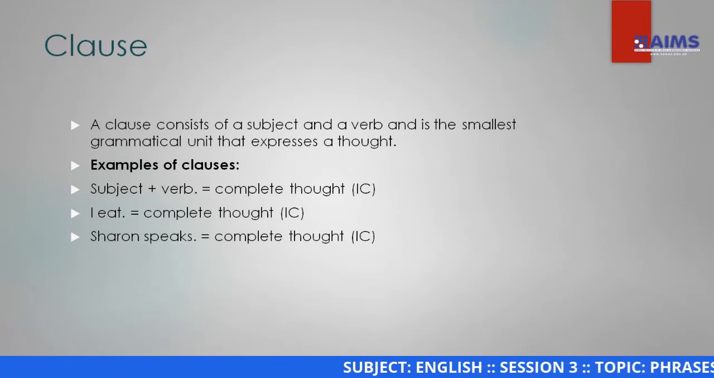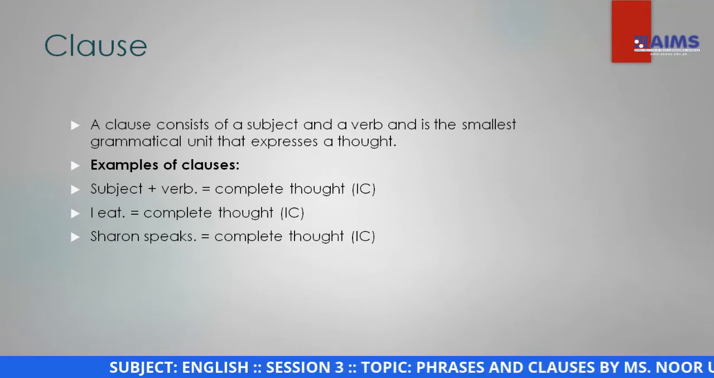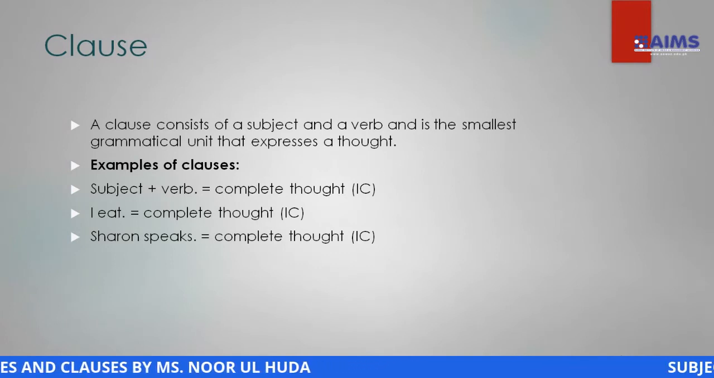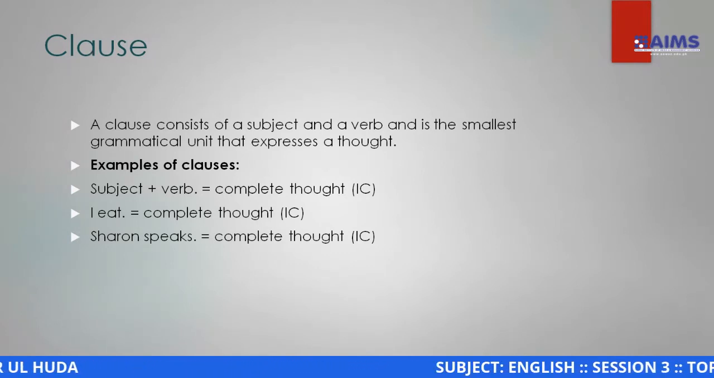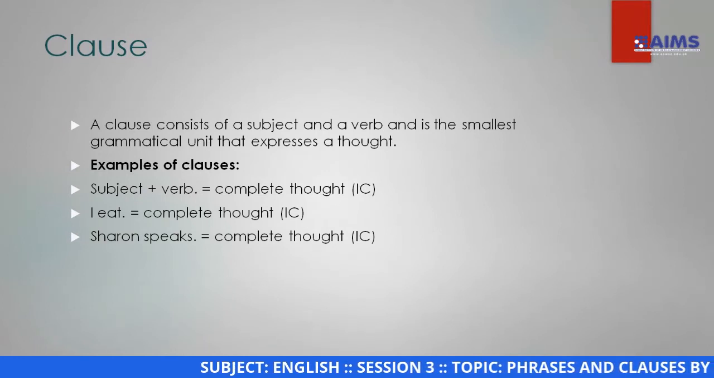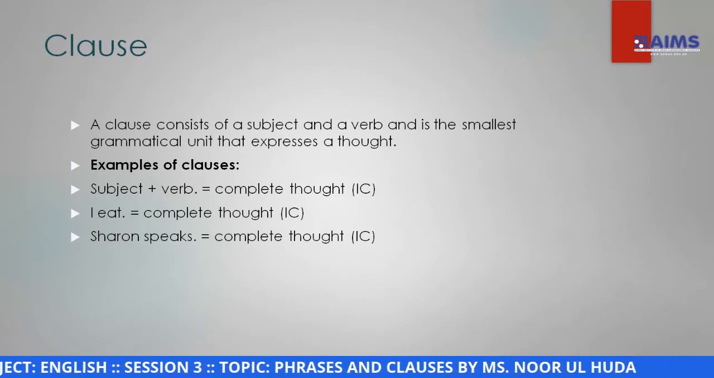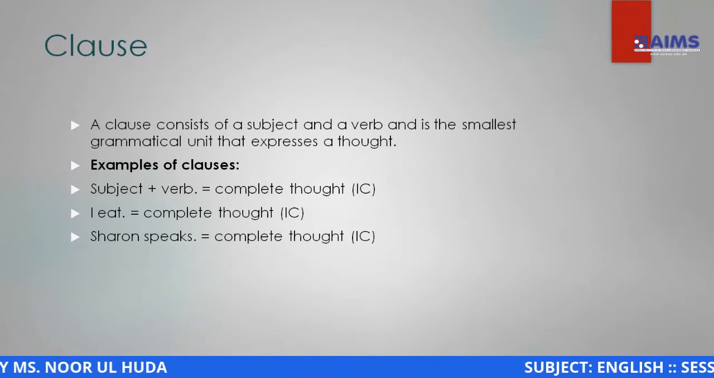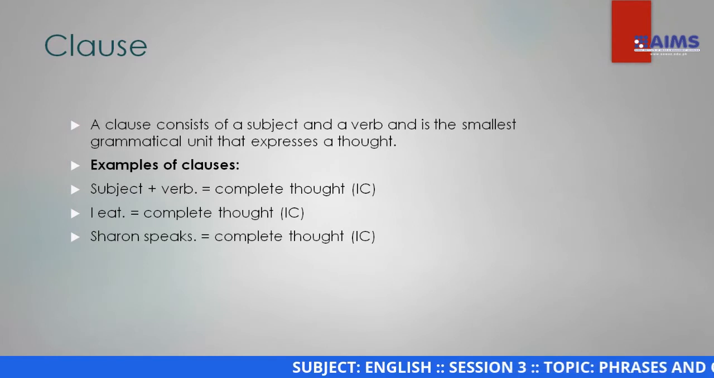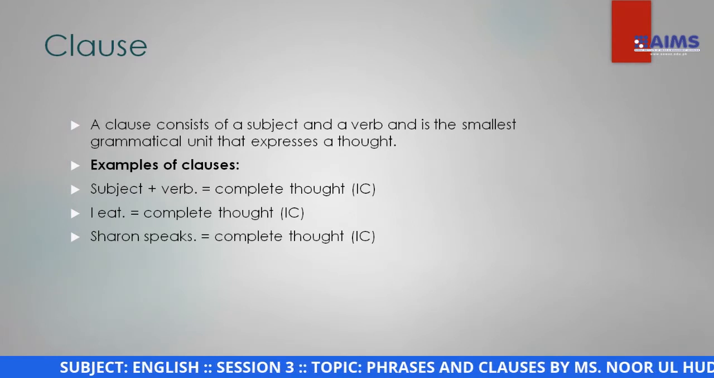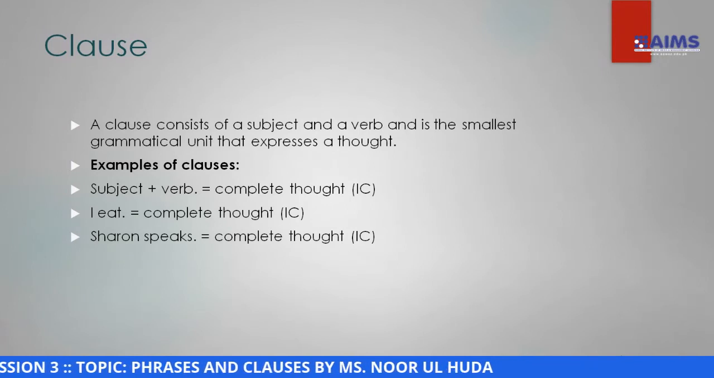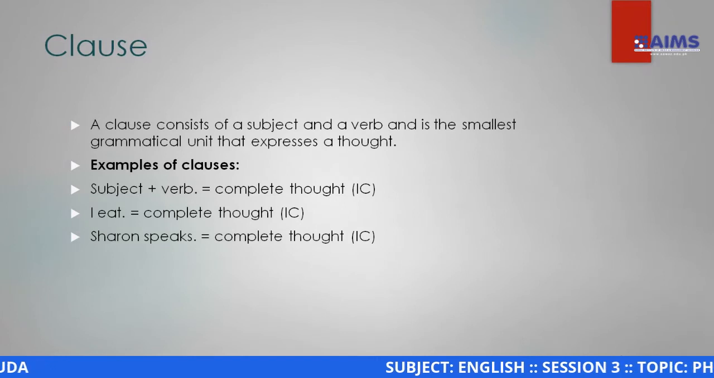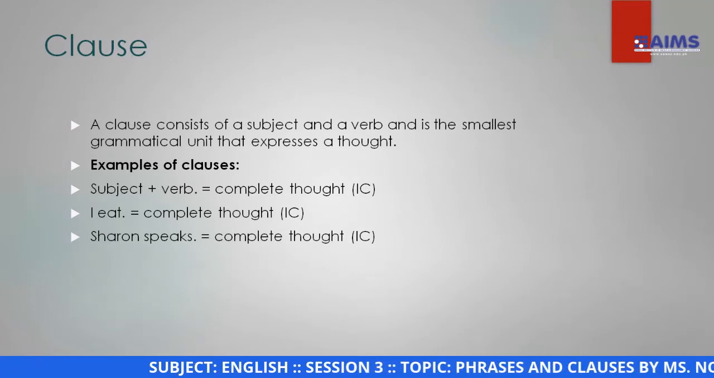Here in brackets, the two letters written, IC, mean independent clause. An independent clause can stand alone. I would elaborate on it in the next slides, but the example is: I eat. Simple. I could also say that I ate, or I have already eaten. The subject is here and the verb is here, so it gives me the complete thought. Sharon speaks. It's a complete thought, so it is called a clause.